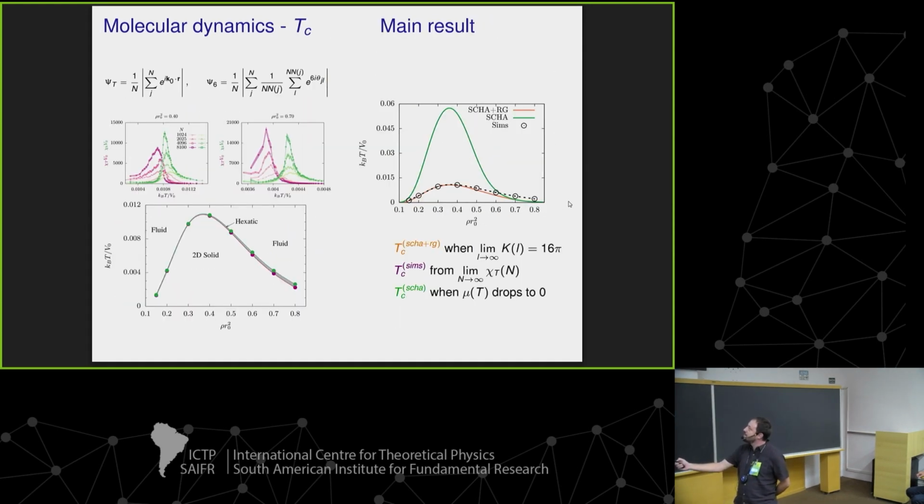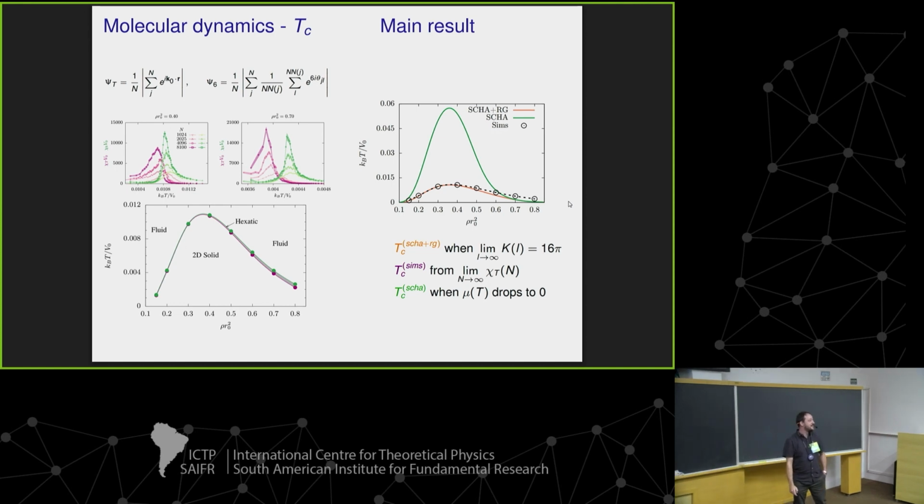Yes. On the left part, where you have fluid, is there a hexatic phase or not? Yes, but it's very small. It's very small. Since I would expect it to go somehow to the hard disk limit. But k_BT over V_0 is very, very small.